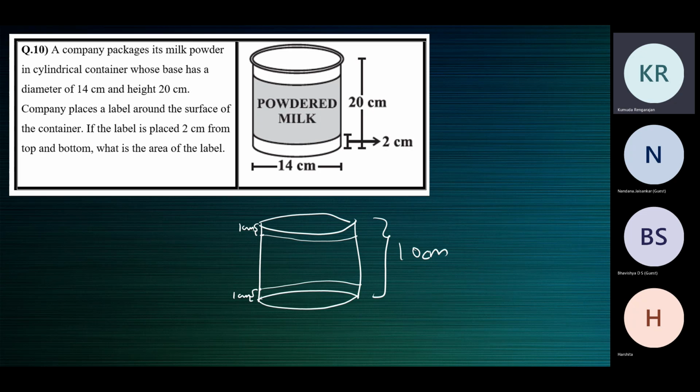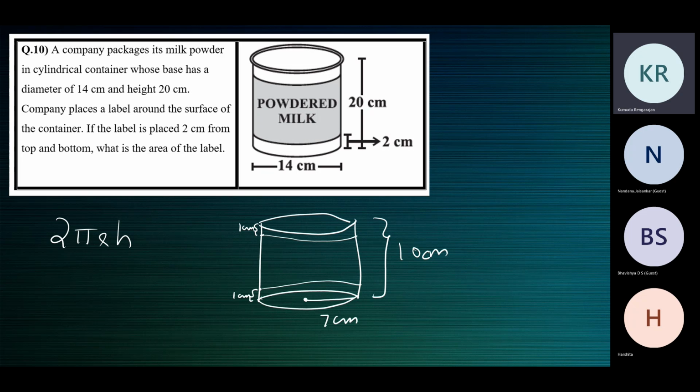On the top and bottom, you're leaving 1 centimeter length. You're not covering that portion. So now, supposing the radius of the cylinder is 7 centimeters. The area of paper you need is 2 pi RH, because you are going to cover the paper all along the CSA, and the CSA of the cylinder is 2 pi RH.